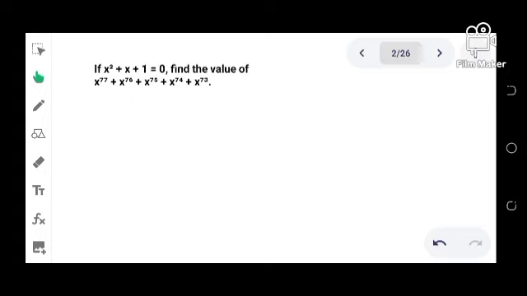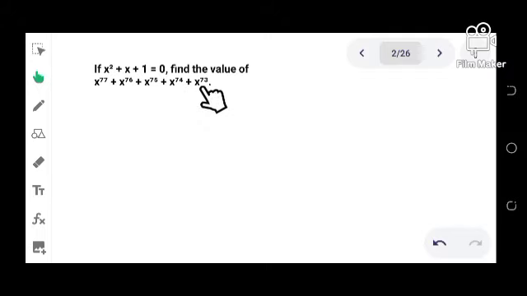If x squared plus x plus 1 equals 0, find the value of x to the 77 plus x to the 76 plus x to the 75 plus x to the 74 plus x to the 73. Now, as you can see, we are finding the value of an expression with substantially large exponents, given only an expression with a substantially small exponent.